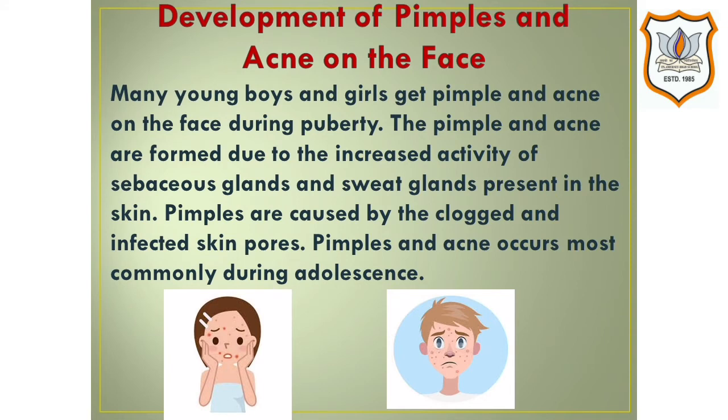Another change that occurs during puberty is development of pimples and acne on the face. Many young boys and girls get pimples and acne on the face during puberty. The pimples and acne are formed due to the increased activity of sebaceous glands and sweat glands present in the skin. Pimples are caused by the clogged and infected skin pores. Pimples and acne occur most commonly during adolescence.